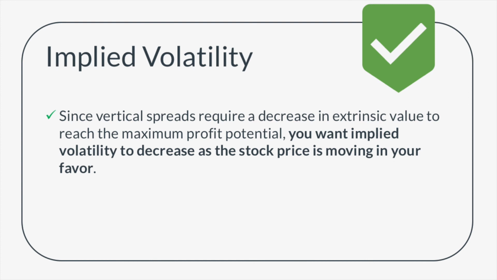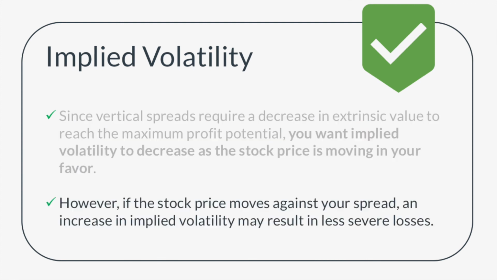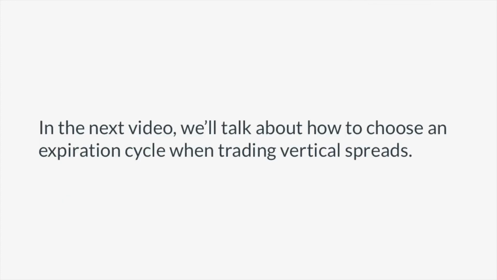Now, to recap really quickly, since vertical spreads require a decrease in extrinsic value to reach the maximum profit potential, you want implied volatility to decrease as the stock price is moving in your favor. And as we just discussed, if the stock price moves against your vertical spread, an increase in implied volatility may result in less severe losses, because an increase in implied volatility is an indication that extrinsic value is increasing.